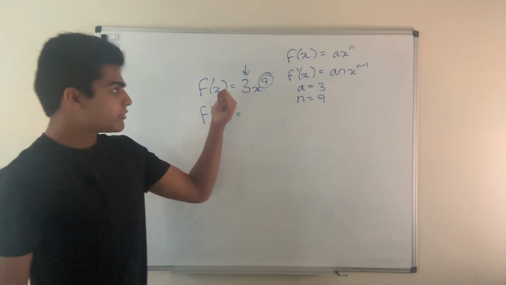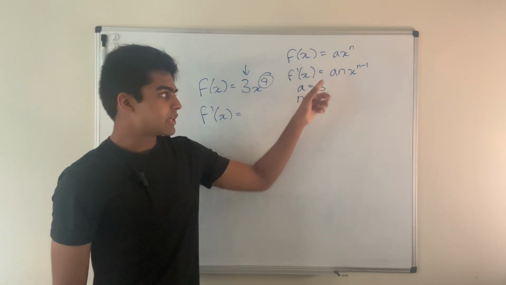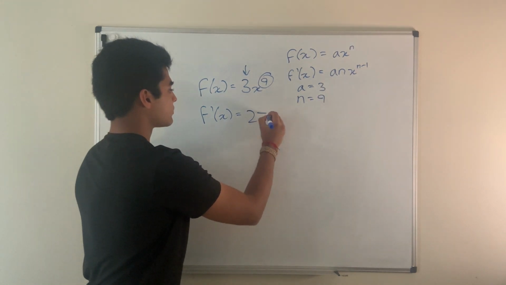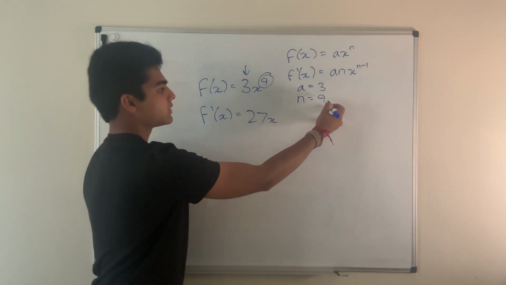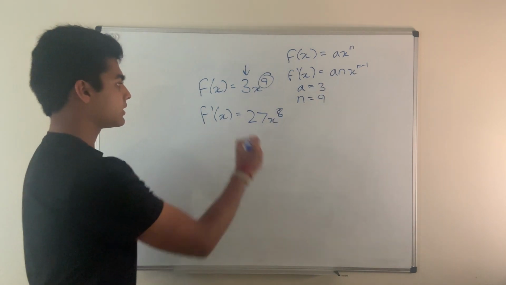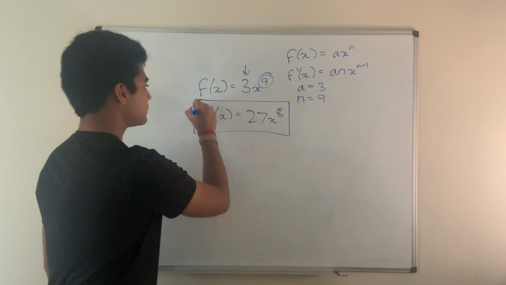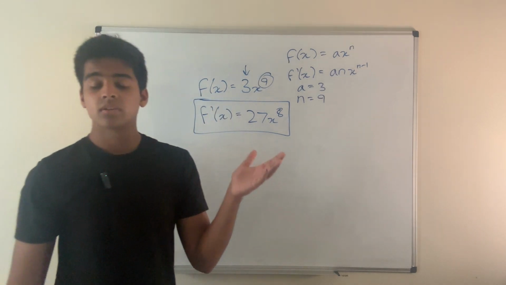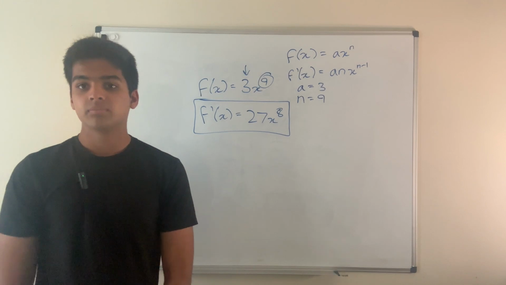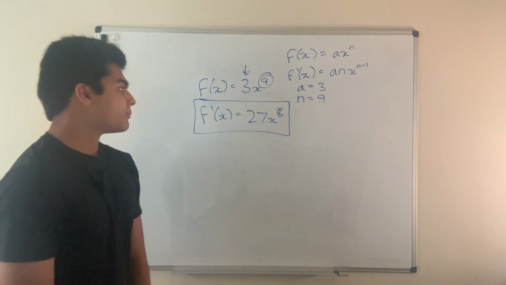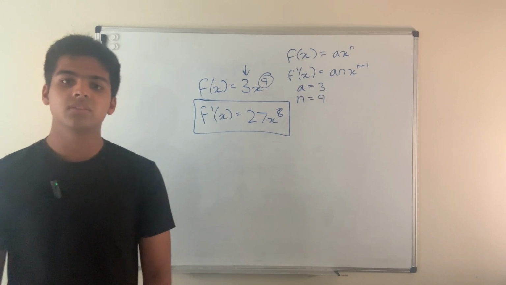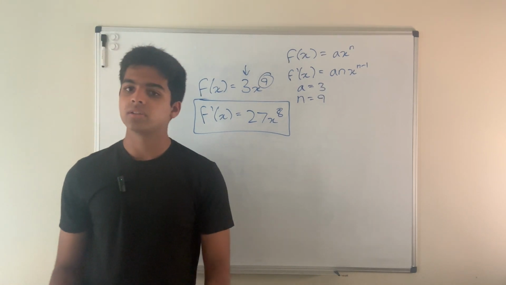So to find the derivative of this function, we would just do a times n, so 3 times 9, which is 27x, and then subtract 1 from 9, so 8. And that is the derivative of this function for every x. That was pretty easy, right? So yeah, that's basically the power rule. It makes finding derivatives so much easier, and you use it throughout calculus all the time.